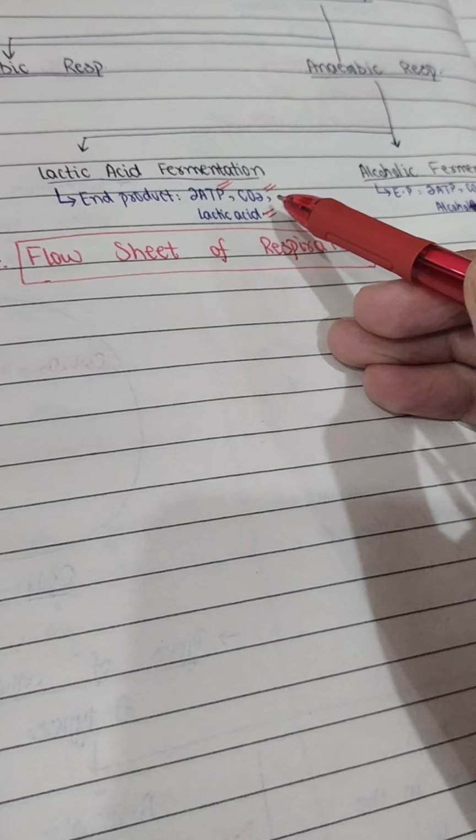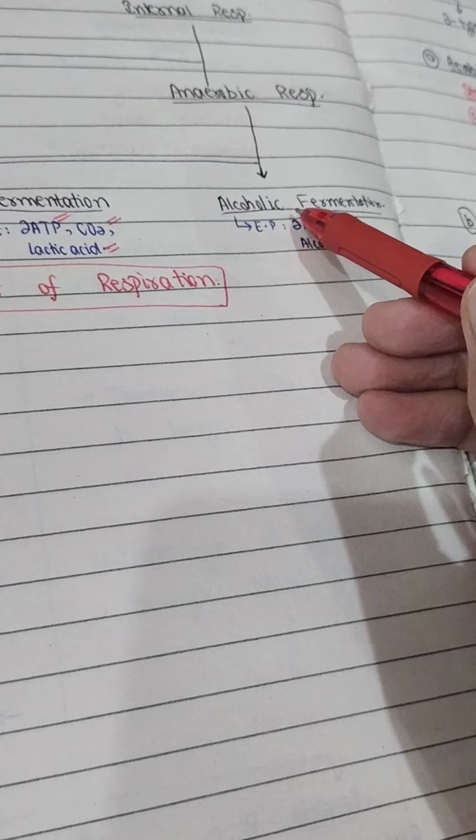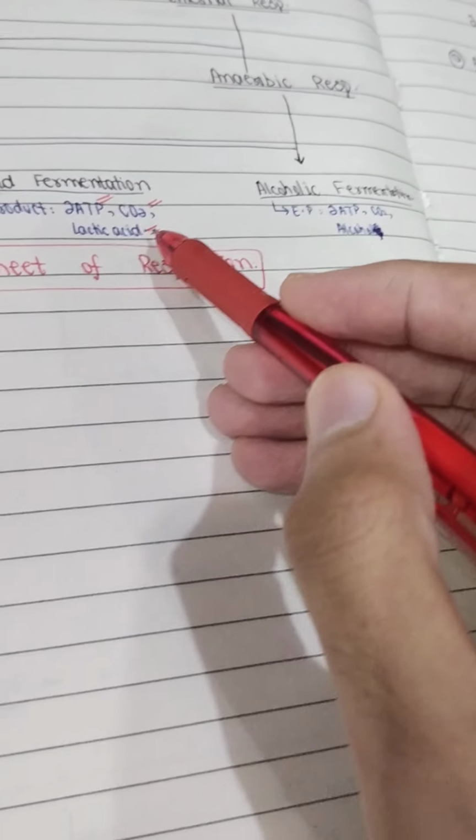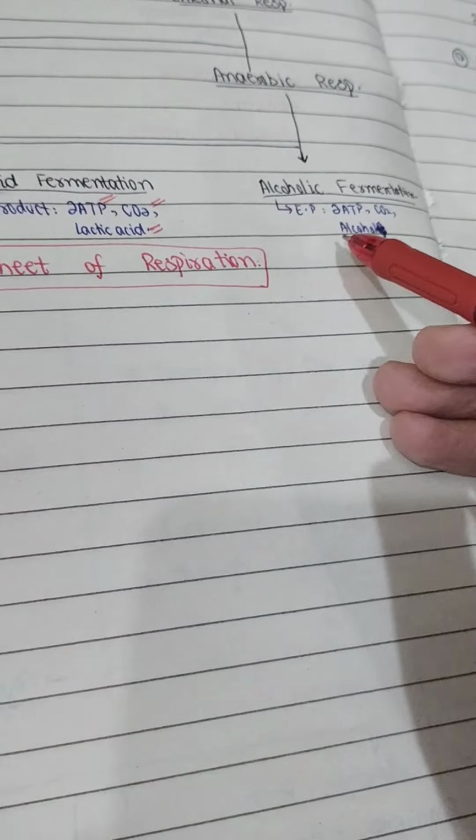Later we will discuss these two types in detail. The second one is alcoholic fermentation. Here the end products are 2 ATP molecules, 1 CO2, and alcohol. Here the end product is lactic acid and here the end product is alcohol.